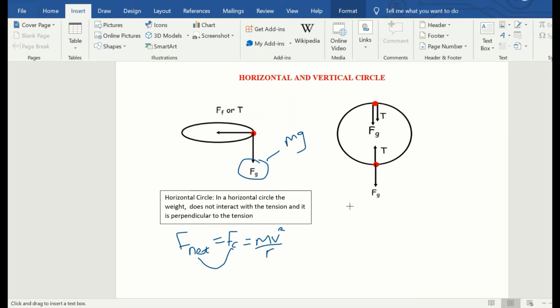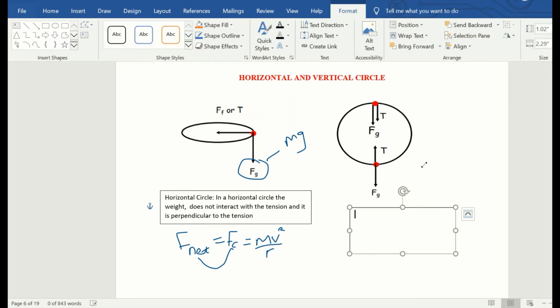Now, in a vertical circle, as you can see on your screen, we have at least 4 points. We have a point here, a next point here, we have the top, and we have the bottom. At the top, you have the tension and the weight going in the same direction. At the bottom, you have the tension and the weight going in opposite directions. In this case, the weight is having an effect on the tension, and the weight is interacting with the tension at the top and at the bottom.